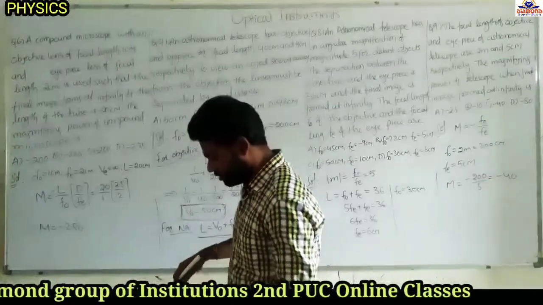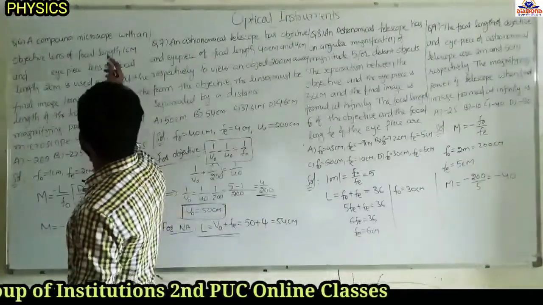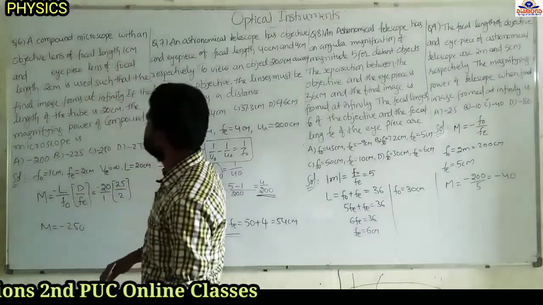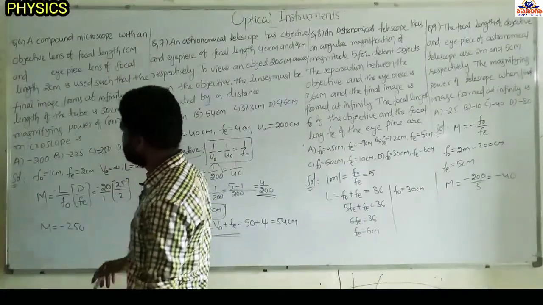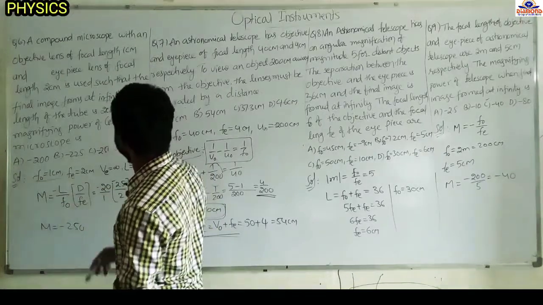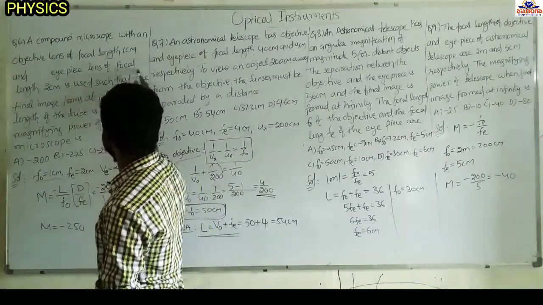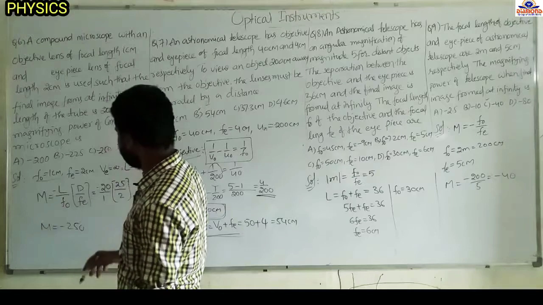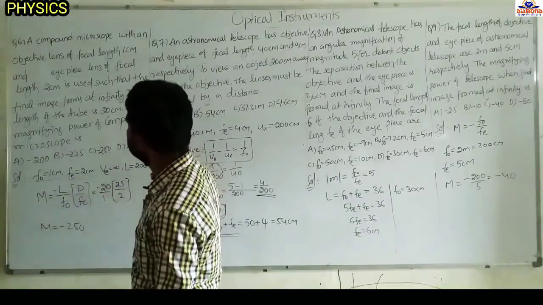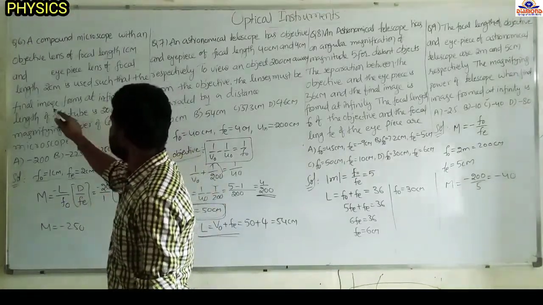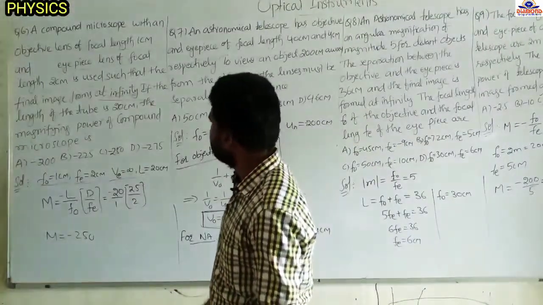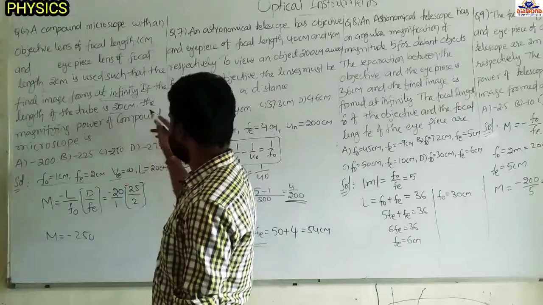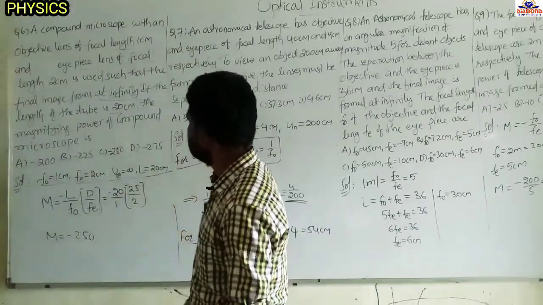Next problem, sixth question. A compound microscope with an objective lens of focal length 1 centimeter, and eyepiece lens of focal length 2 centimeter, Fe equal to 2 centimeter, is used such that the final image forms at infinity. The length of the tube is 20 centimeter.